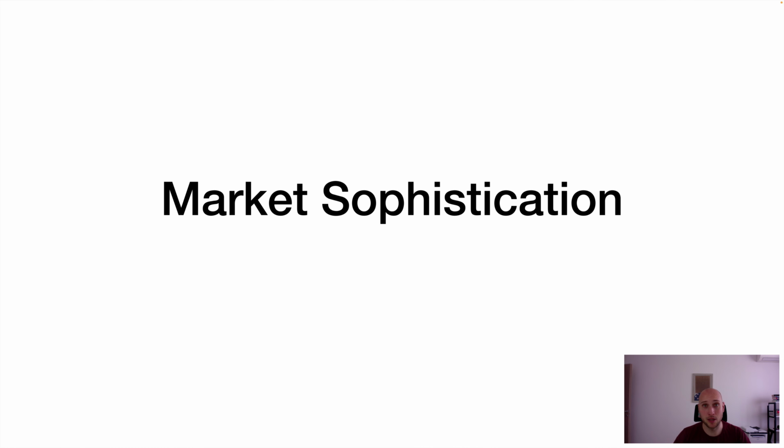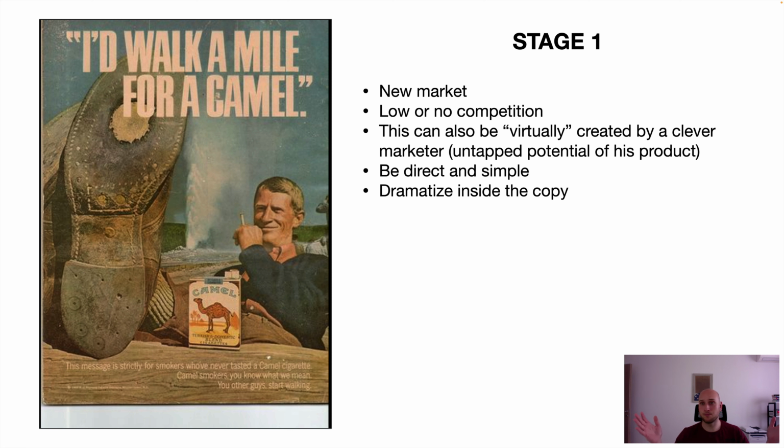So let's get started. For this particular video, I chose the example of cigars. Why? Because they've been around forever, and they've obviously been through all the 5 stages of sophistication. By the way, this is a concept that was introduced by Eugene Schwartz in his book Breakthrough Advertising. So you can go read that. I totally recommend that. It's an amazing book. But nonetheless, so stage 1.